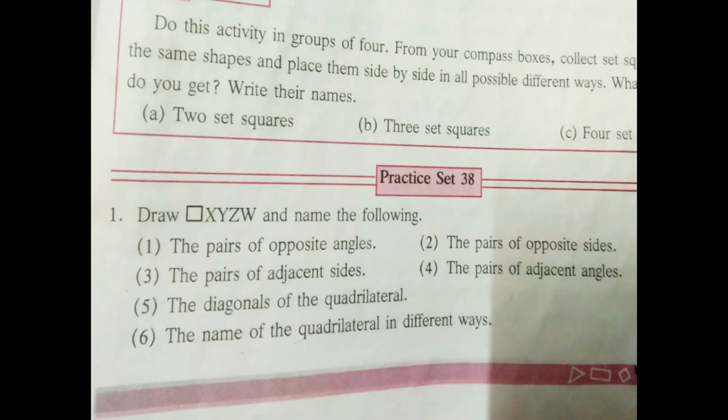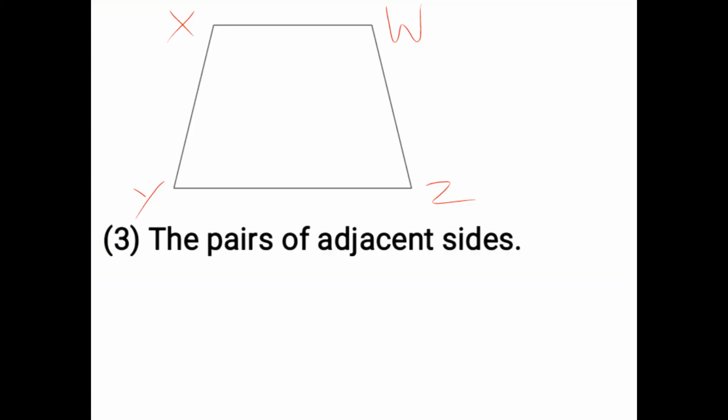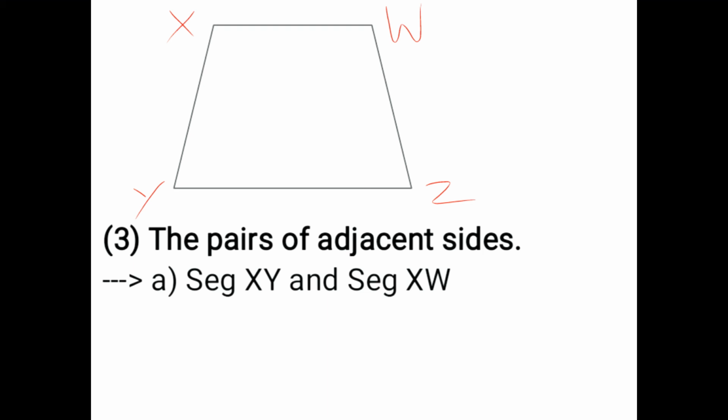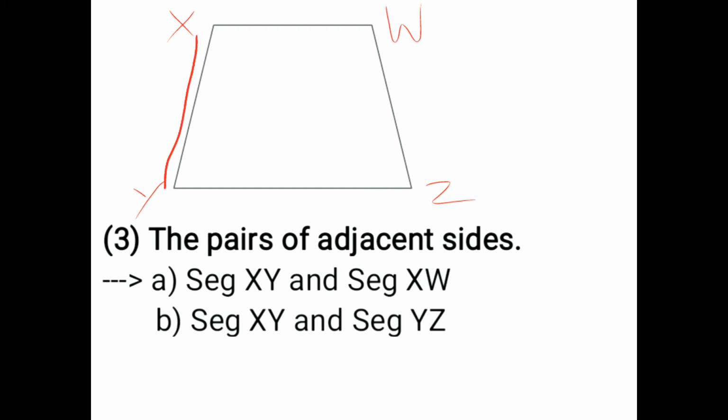Next one, the pairs of adjacent sides. Segment XY and segment XW. Adjacent sides means you have to name any two sides line-wise first. Okay. Next one, segment XY and segment YZ. Again take segment XY and segment YZ. First one you have taken as segment XY and segment XW. The common side is segment XY.